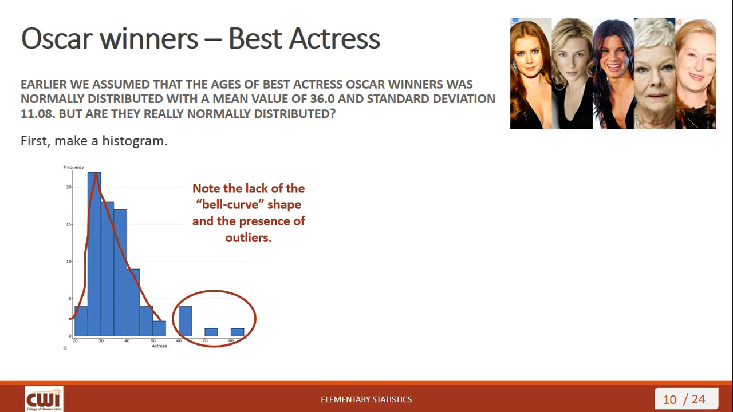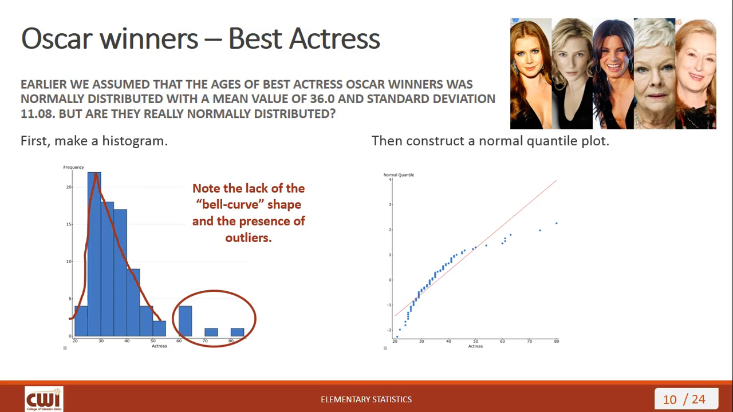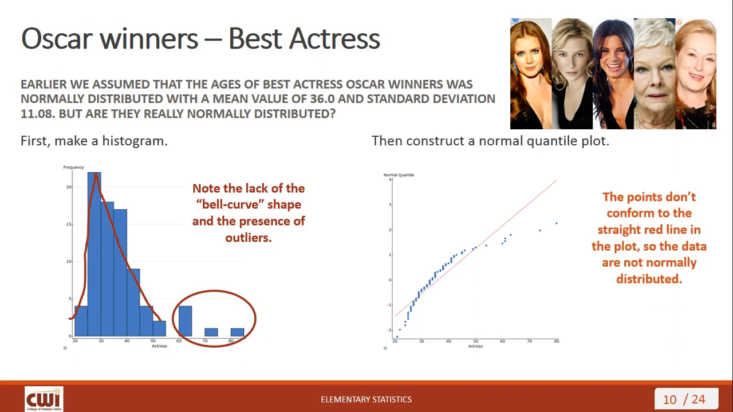So if you want to do that, go ahead and pause the video, make your normal quantile plot, and then let's see if you did that correctly. When you make your normal quantile plot, it should look something like this. Again, we see that curved line with the data points. Notice how it's forming that curved line. That's the indication of a skewed distribution, which is what we have here in our histogram. So very clearly, we do not have a normally distributed data set for the ages of Best Actress Oscar winners. We're not conforming to that red line, so we're not normally distributed.